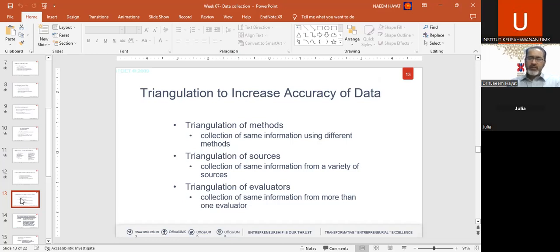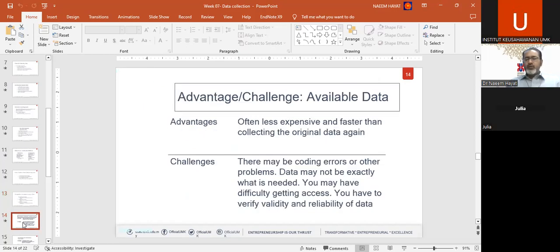So triangulation of evaluators is a way of increasing accuracy in the data when we are applying triangulation of methods, triangulation of sources, and triangulation of evaluators. When we are actually dealing with these methods, there are advantages and challenges. We need to keep these in mind for all the strategies for data production.